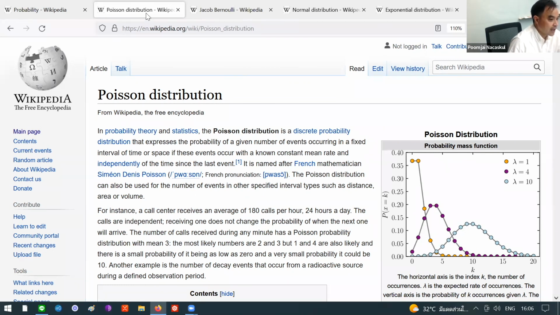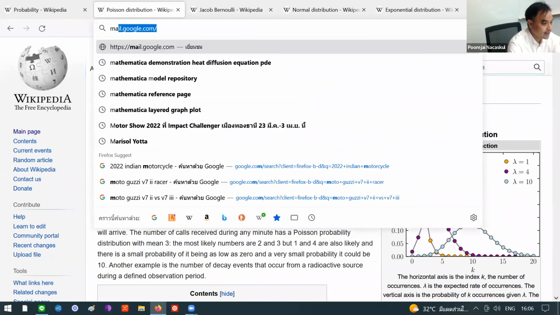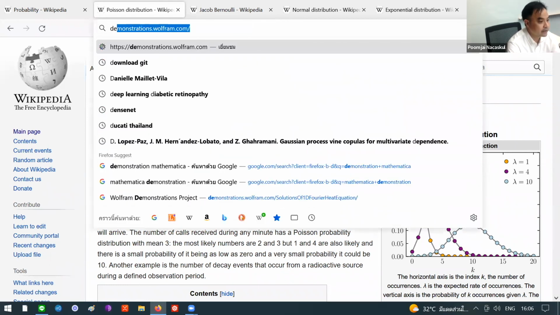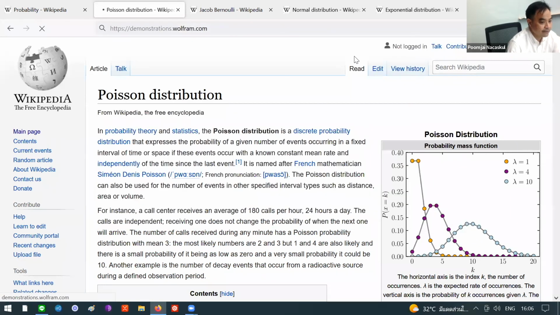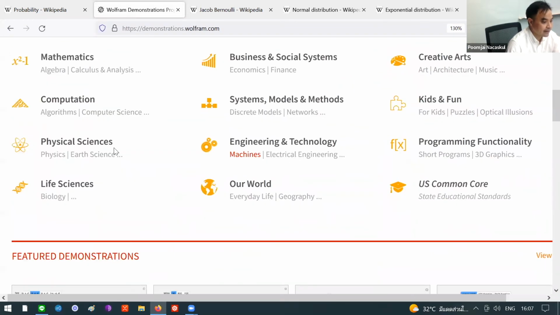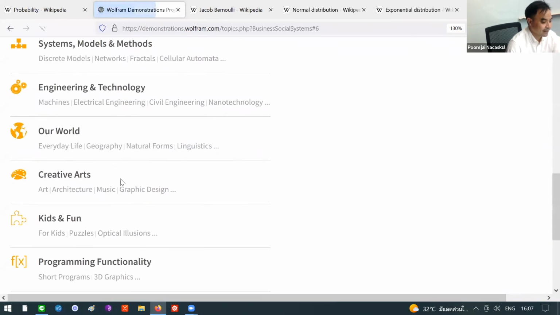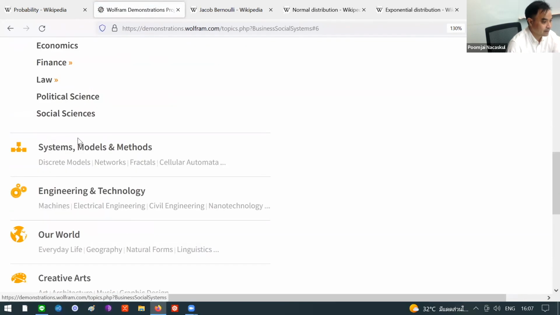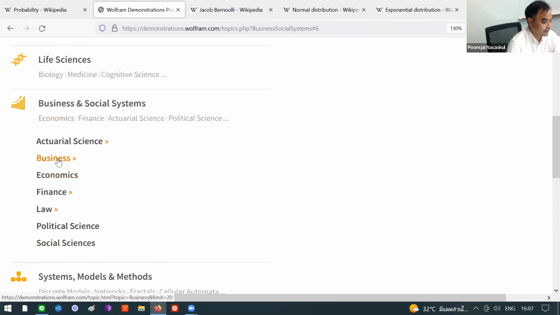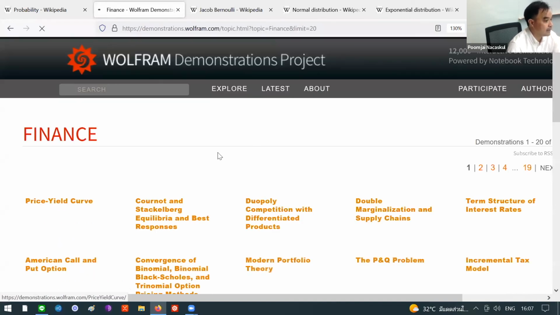Okay, a lot of them, if you go to Mathematica, the demonstrations, a lot of them will have this distribution flavor. In other words, the things that they show, especially in social science and business, there's a lot of probability in here. That's a lot of examples. For example, business, economics, finance, all this, we have a lot of probability models.